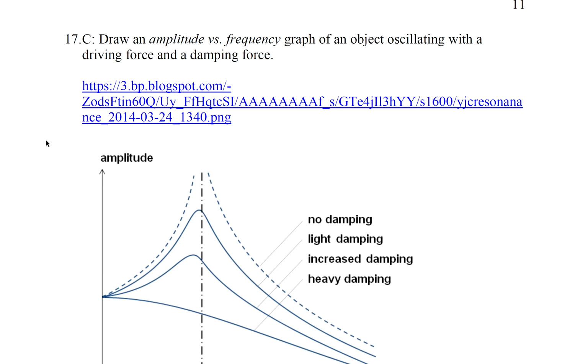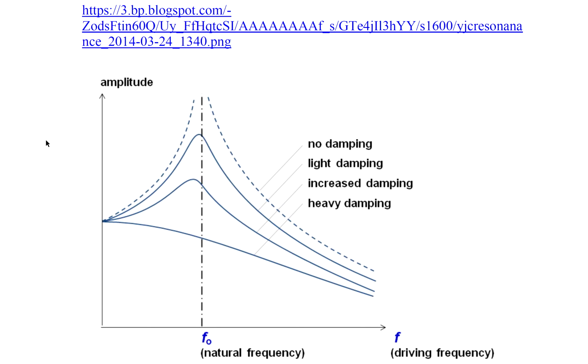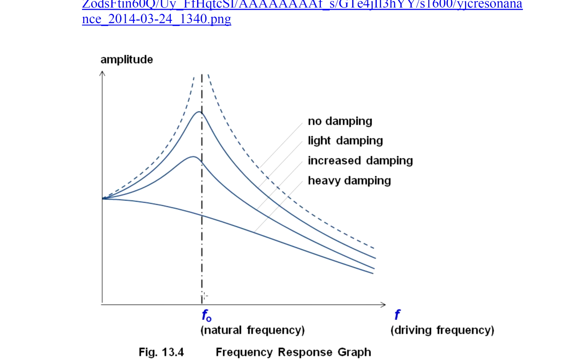Question 17. Draw an amplitude versus frequency graph of an object oscillating with a driving force and a damping force. So here we can see if we're pushing at the natural frequency and there's no damping, we're going to get infinite amplitude. The object is going to oscillate more and more and more. If there's light damping, then you can see the amplitude peak shifts a bit to the left of the natural frequency. If there's more damping, you can see the maximum shifts a little bit more.